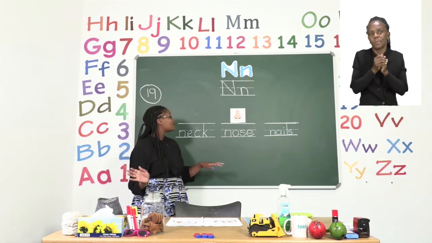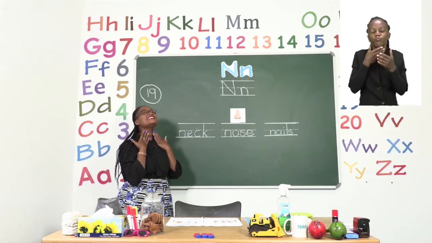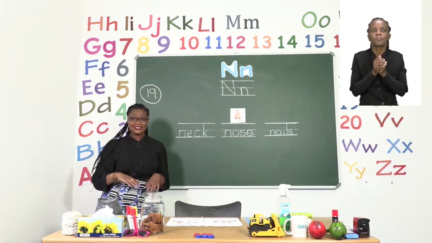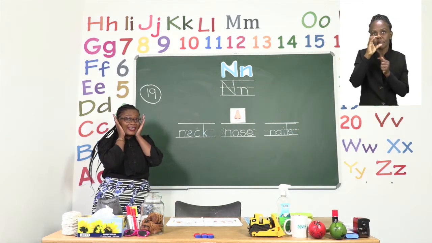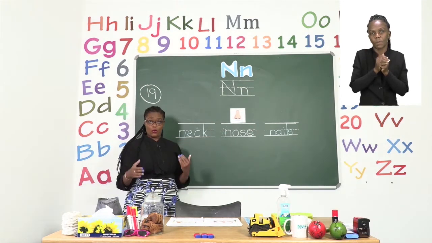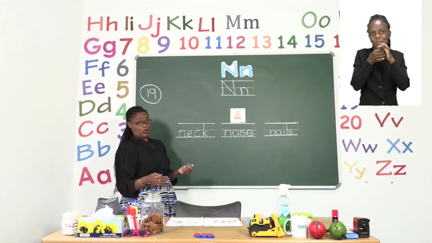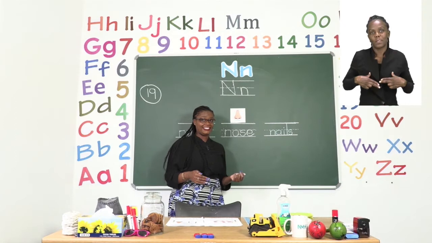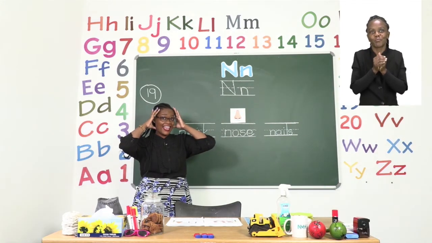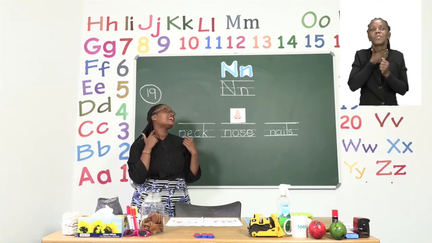So we also have a neck. This is called a neck. Now our neck is very important because it is connected to our head and our body. Without the neck, we would have no bodies at all, just be walking heads like this. So our neck is important because it is the one that connects our head to our body. So this is the neck.